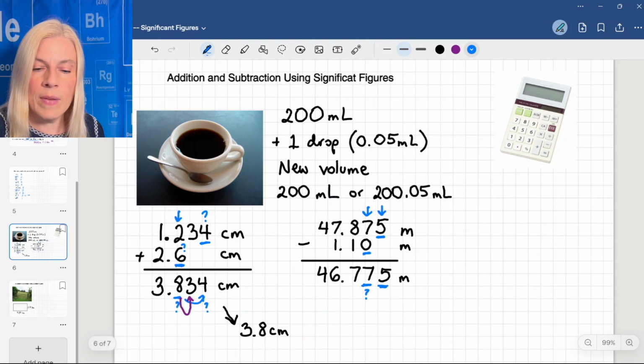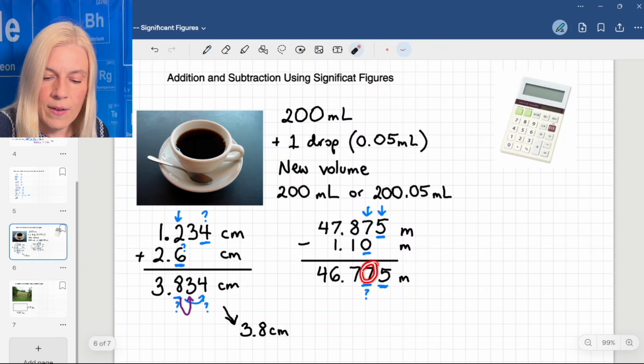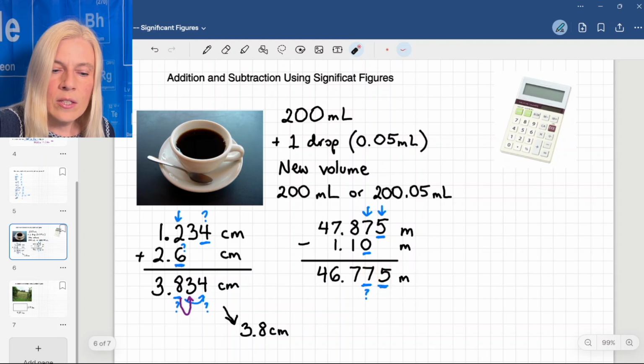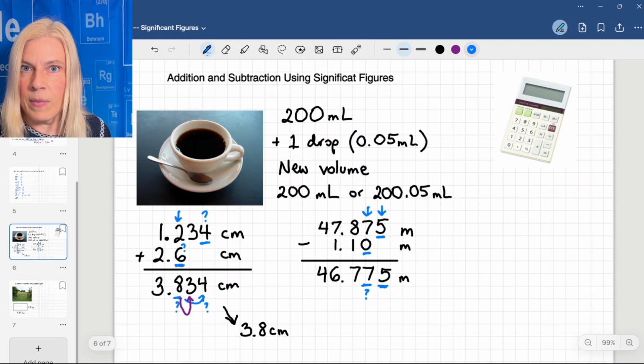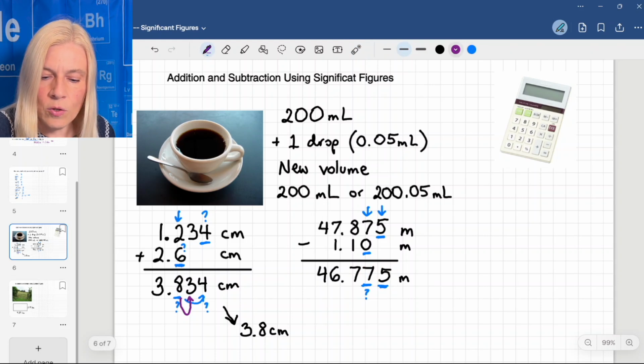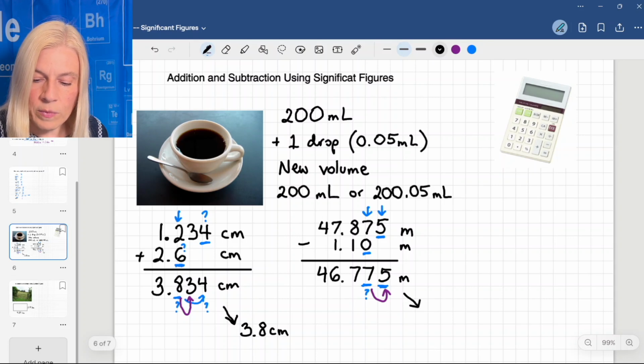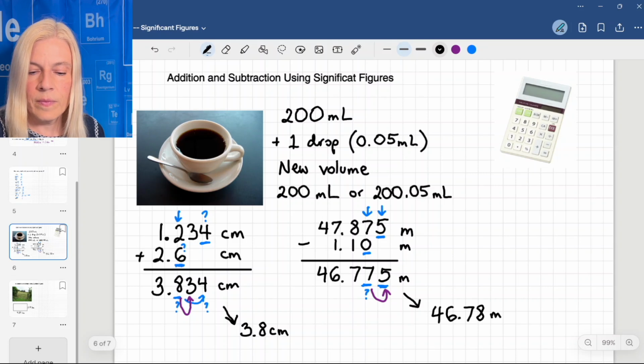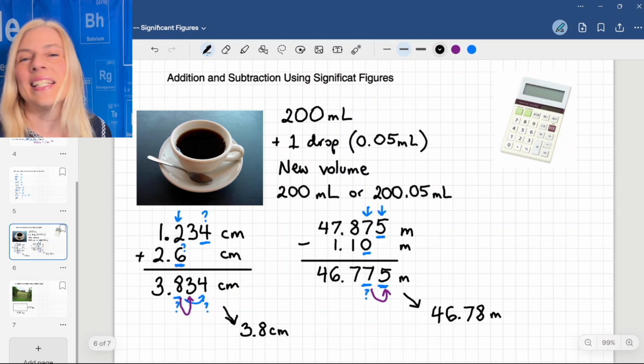But if I am uncertain about this 7, does this 5 matter? No. So I want to show that this is my uncertainty. So I'm going to look at the number after. Oh, it's 5, so I have to round up. So my new measurement is 46.78 meters. All right? Is this making sense?